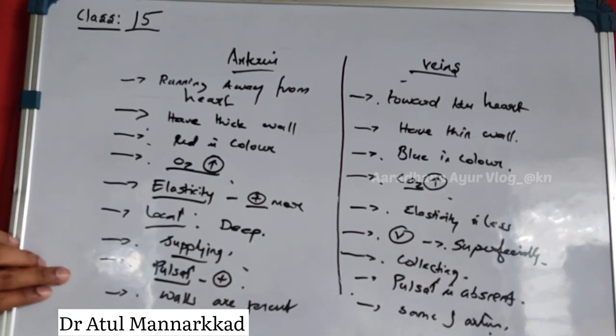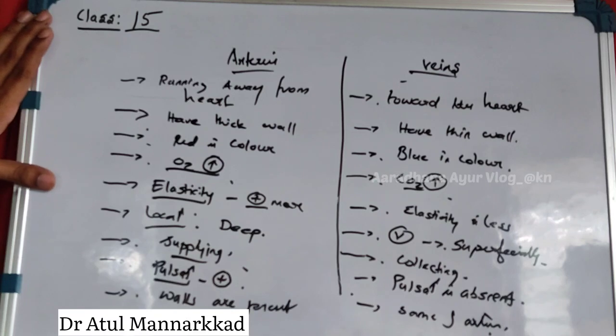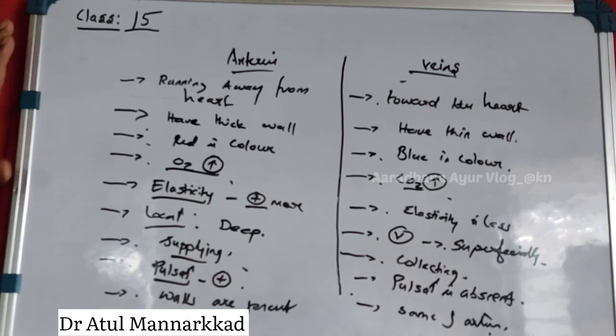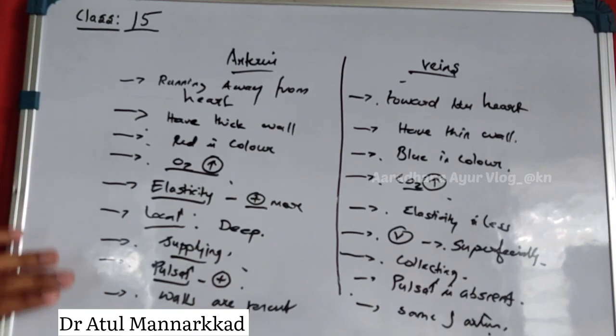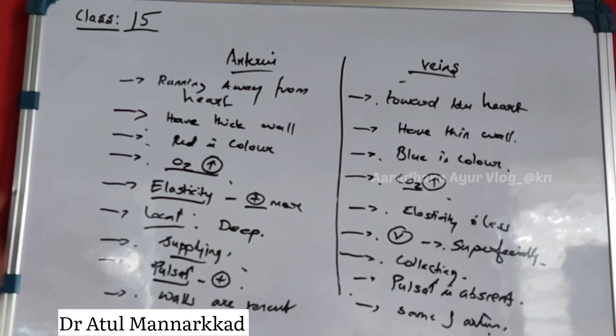And pulsation is present in the artery, that is, the radial artery you can palpate, the popliteal artery you can palpate, but it is absent in the case of the veins, and walls are present in both. These were some of the differences and information regarding the arteries and the veins.